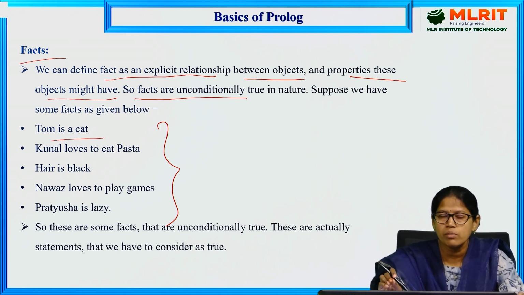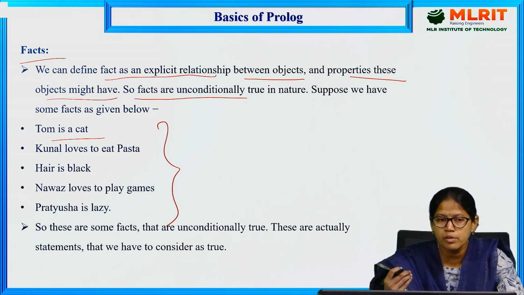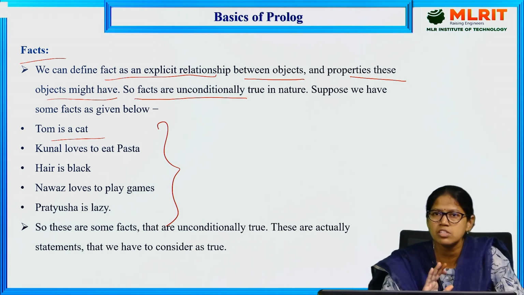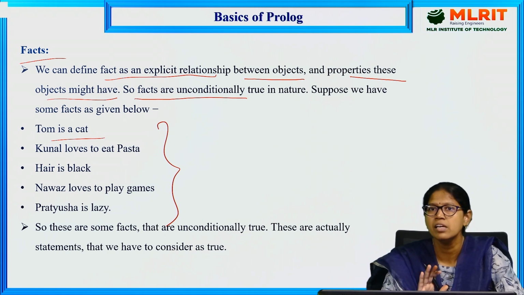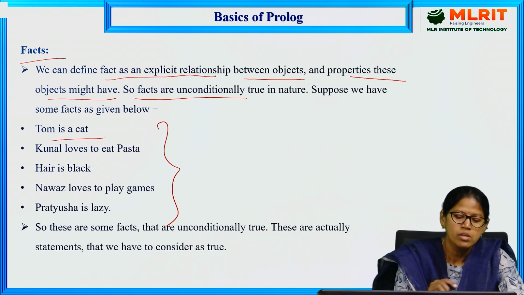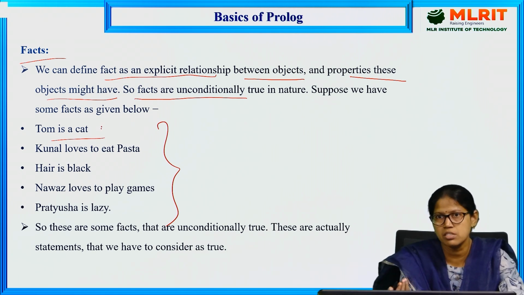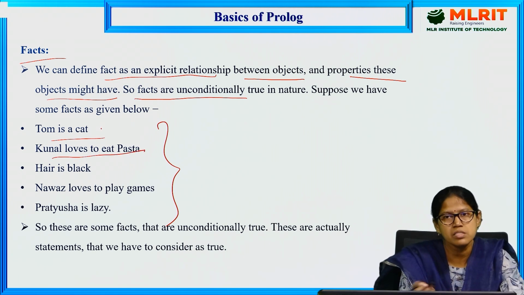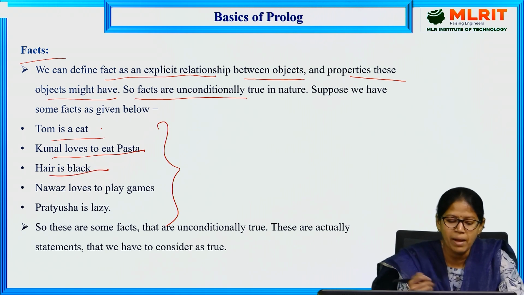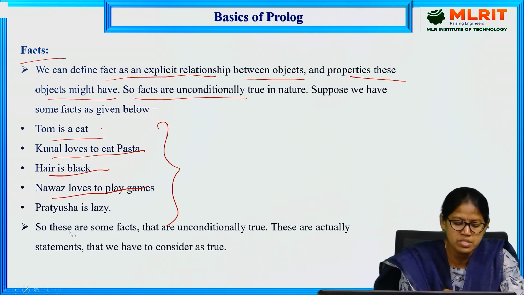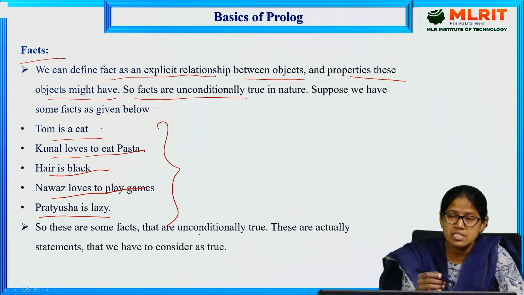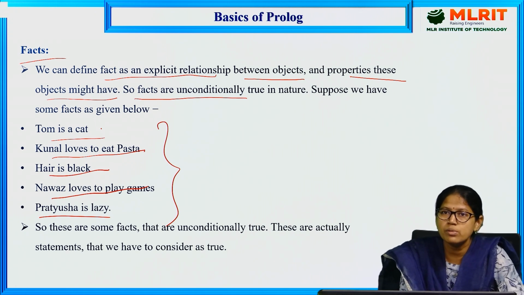A condition would be something like: if a equals 2, then only it holds. For example, if you want to know an even number, we write: if a modulus 2 equals 0, then it is an even number, otherwise it is odd. There is no such condition here; these facts are unconditionally true in nature. The cat's name is Tom, true. Kunal loves to eat pasta, true. Hair color is black. Nawaz loves to play games and Pratyusha is lazy. These are facts that are unconditionally true.